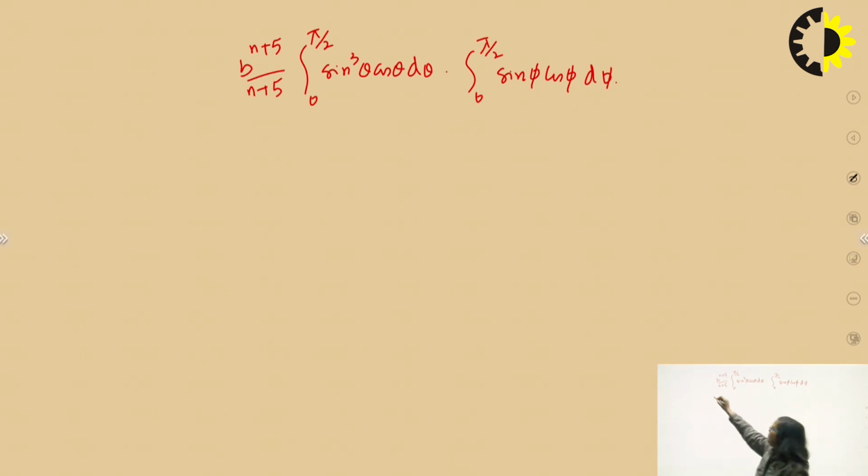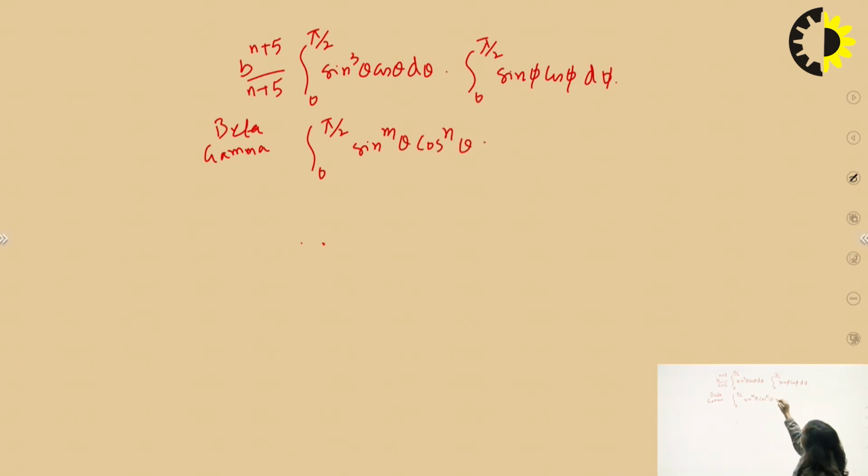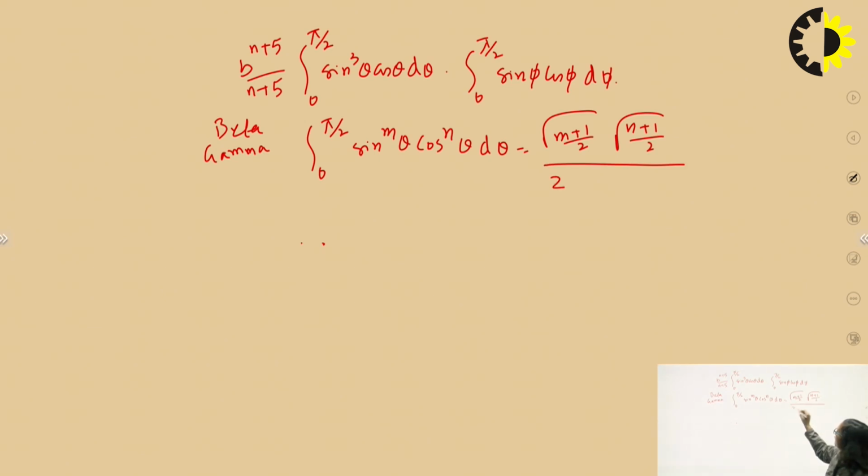So we know that in beta gamma functions, the integral from 0 to pi by 2 of sine to the power m theta, cos to the power n theta, d theta, is nothing but gamma of (m plus 1) by 2, gamma of (n plus 1) by 2, upon twice gamma of (m plus n plus 2) upon 2. That's the value. Okay. So I now use this formula to evaluate this integral. Coming to the first integral, m here is equal to 3 and n is equal to 1 here.